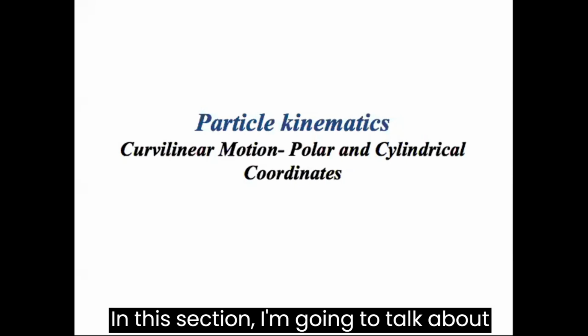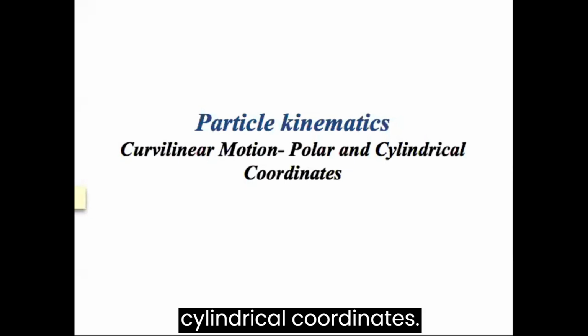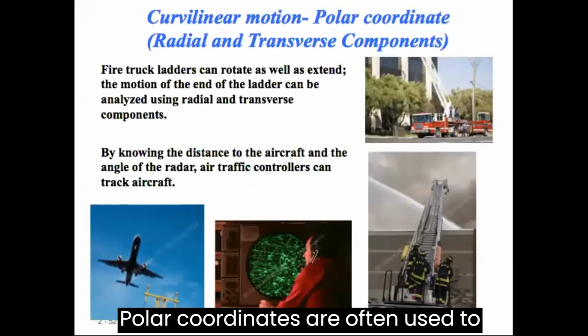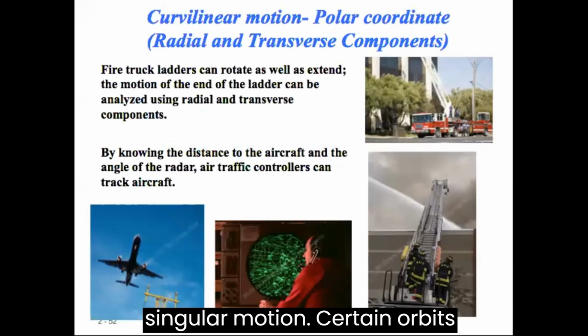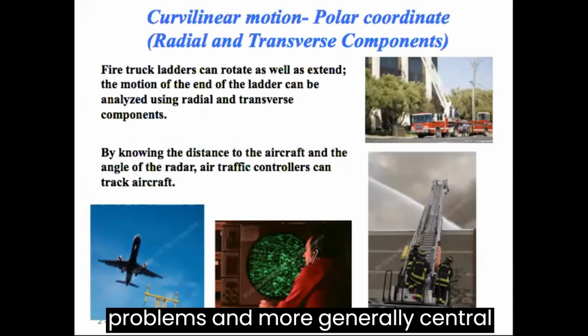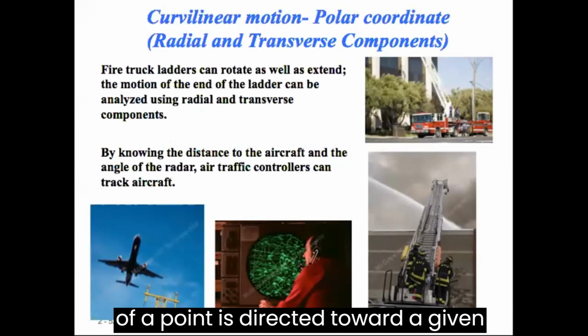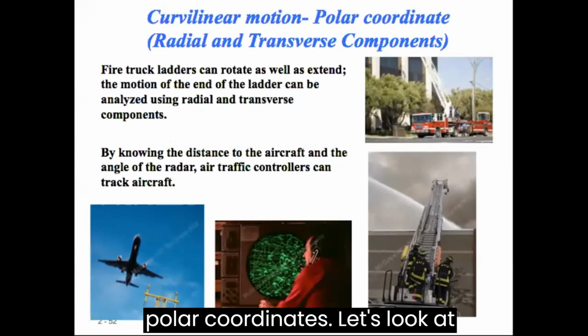In this section, I'm going to talk about curvilinear motion, polar and cylindrical coordinates. Polar coordinates are often used to describe the curvilinear motion of a point. Circular motion, certain orbit problems, and more generally central force problems, in which the acceleration of a point is directed toward a given point, can be expressed conveniently in polar coordinates.